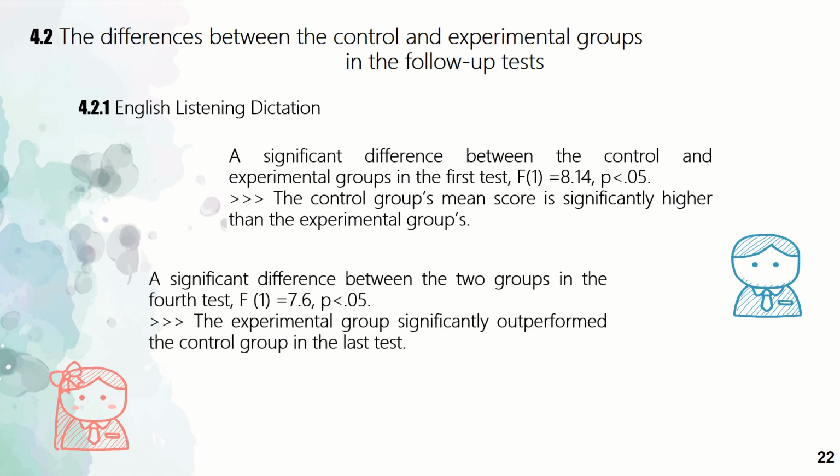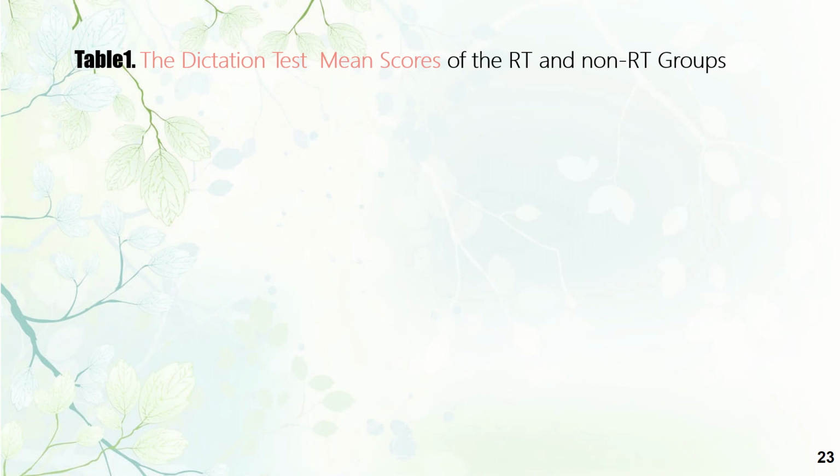As well, there was a significant difference between both groups in the fourth test. The experimental group significantly outperformed the control group in the last test. The results suggest that the application of RT significantly affects the participants' English listening dictation. Here is the table demonstrating the dictation test mean scores.